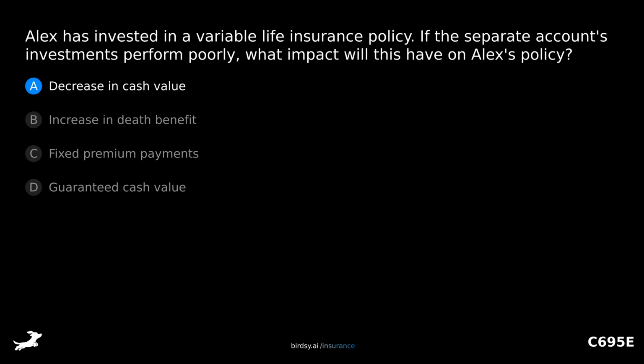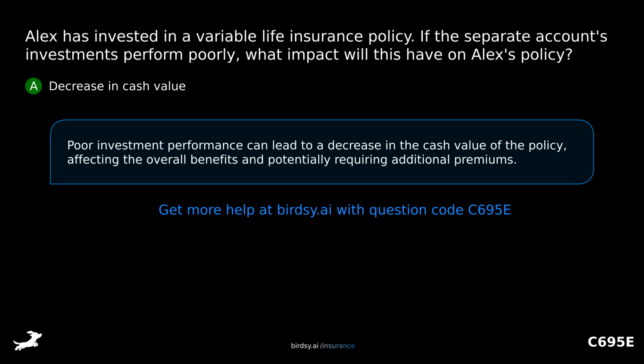Is it A, decrease in cash value, B, increase in death benefit, C, fixed premium payments, or D, guaranteed cash value? The answer is A, decrease in cash value. Poor investment performance can lead to a decrease in the cash value of the policy, affecting the overall benefits and potentially requiring additional premiums.